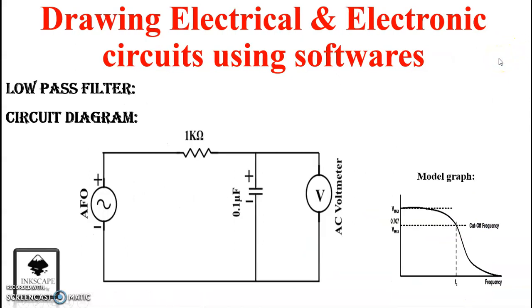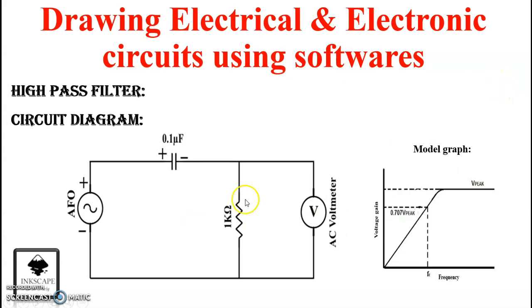So this is the circuit diagram for the low pass filter. The components of the low pass filter circuit are an audio frequency oscillator, resistance of 1 kilo ohm, capacitance of 0.1 microfarad and AC voltmeter. And the next one is for high pass filter. The high pass filter circuit diagram consists of audio frequency oscillator, 0.1 microfarad, resistance of 1 kilo ohm and AC voltmeter.